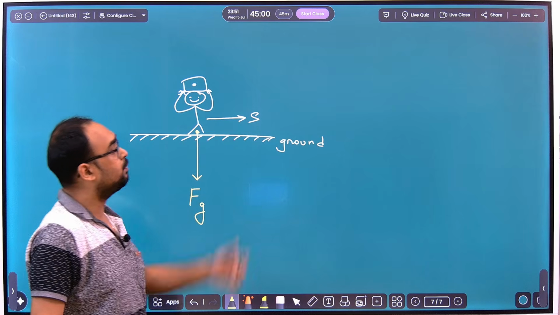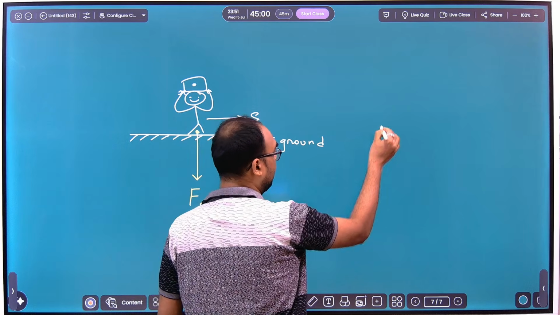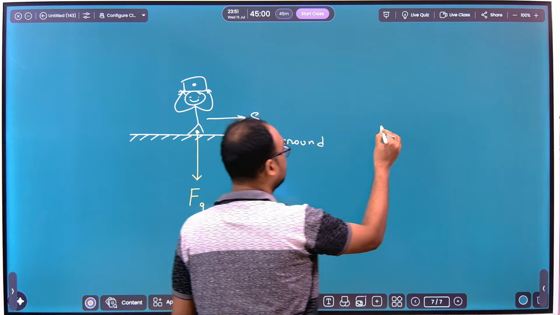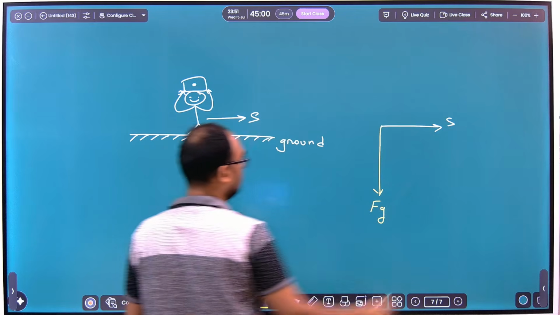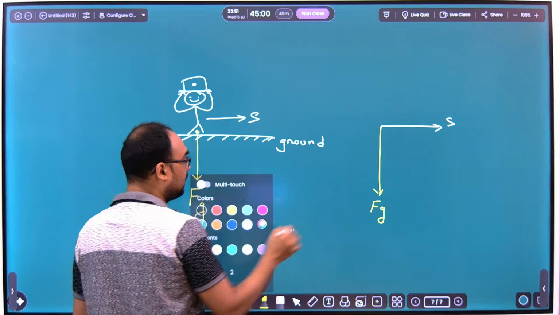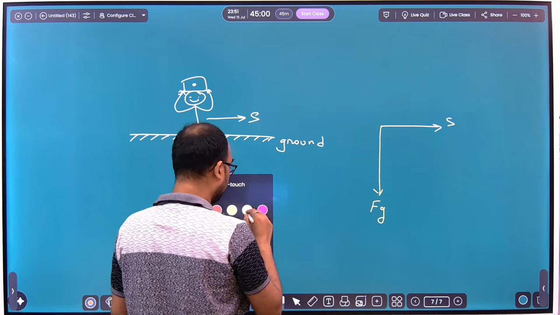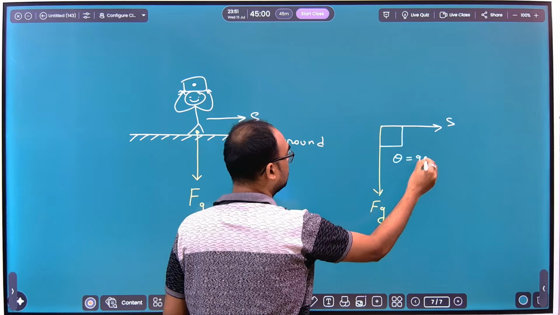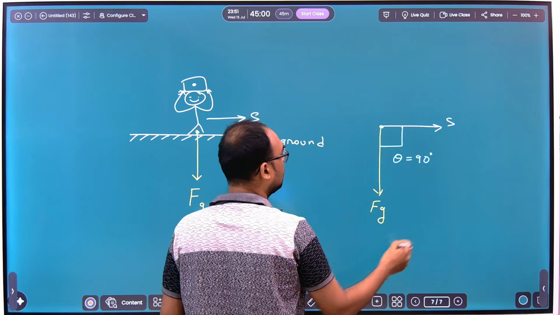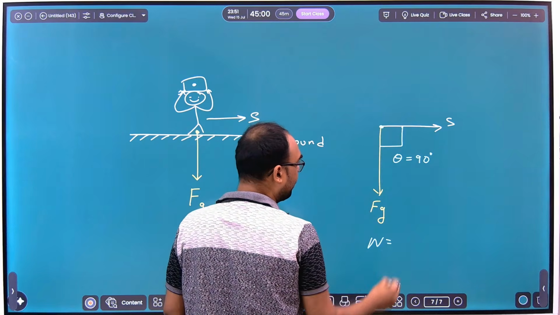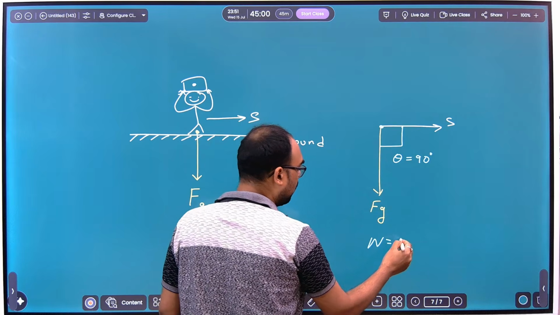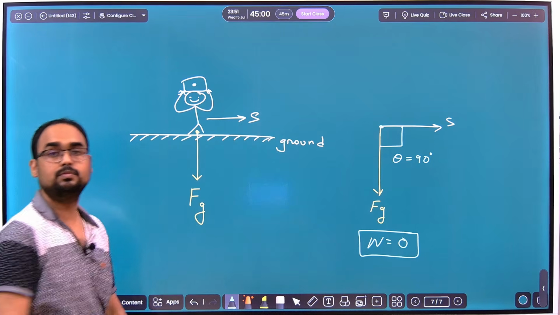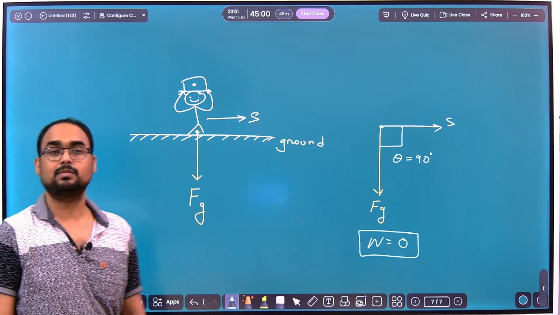So if we draw the simpler version of this, the force of gravity was acting downward, whereas the displacement of the coolie was in this direction. So what is the angle between the displacement and the force? That is again 90 degrees. So wherever the angle is 90 degrees, work done will be 0.